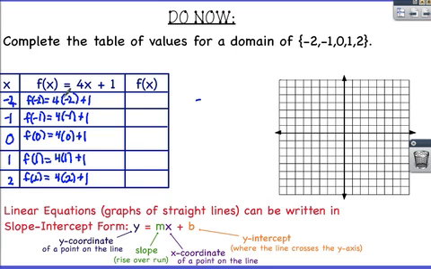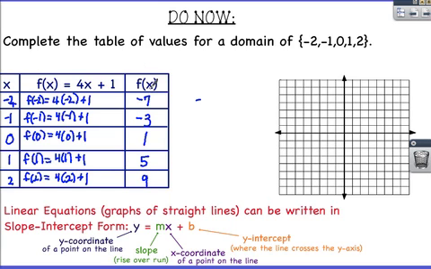And now we can go ahead and evaluate those. So 4 times -2 is -8 plus 1 gives us -7. 4 times -1 is -4 plus 1 is -3. 4 times 0 is 0 plus 1 is 1. 4 times 1 is 4 plus 1 is 5. And 4 times 2 is 8 plus 1 is 9.